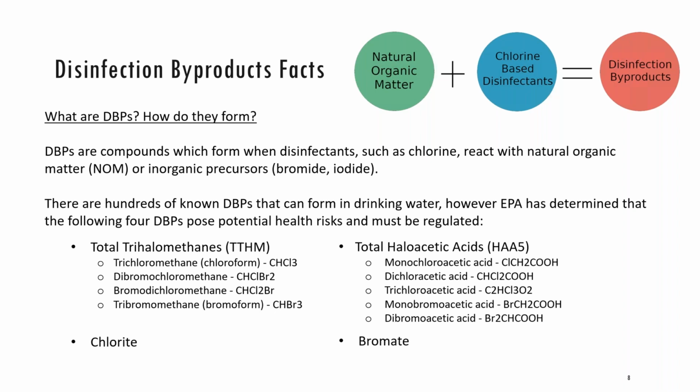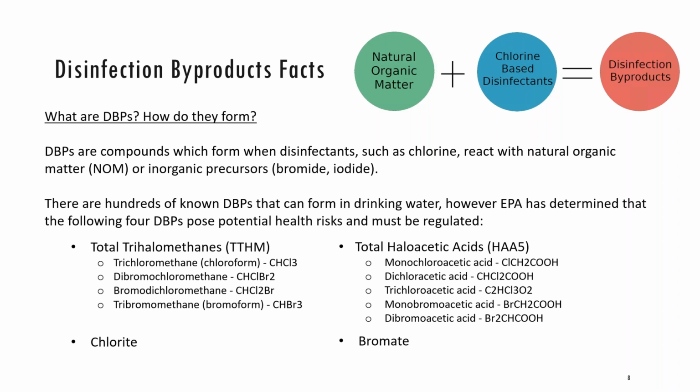Inorganic compounds, like bromide, are chemical compounds that are commonly found in nature. So there are currently hundreds of known DBPs which have been found in drinking water, but EPA has determined that the following 4 DBPs are required to be regulated and monitored.